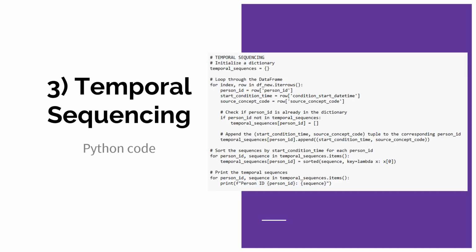Hello everyone, this is Sean, and I'm going to be talking from here on out about our presentation on diabetes. The slide in front of us has the temporal sequencing code. I'm just going to go over it very quickly. We initialize the dictionary, then we loop through the data frame to store the person ID, and then we append the condition, the start condition time, and the source concept code. This code basically gives us our temporal sequencing that we can then use to do the pairwise counts, which I'll show you in the next slide.